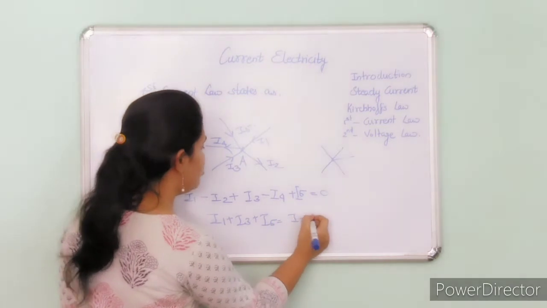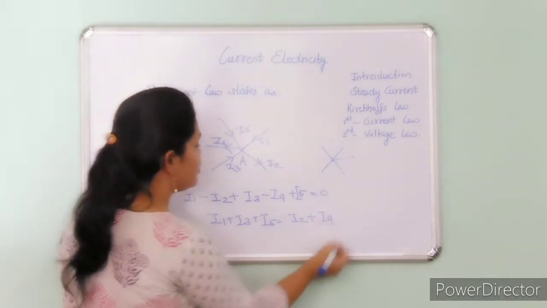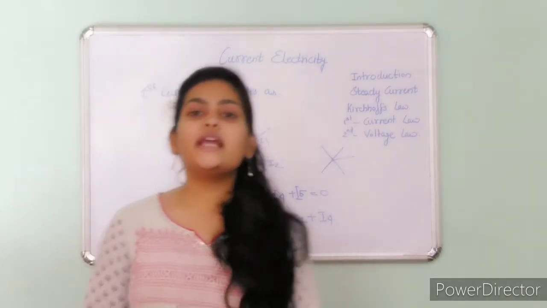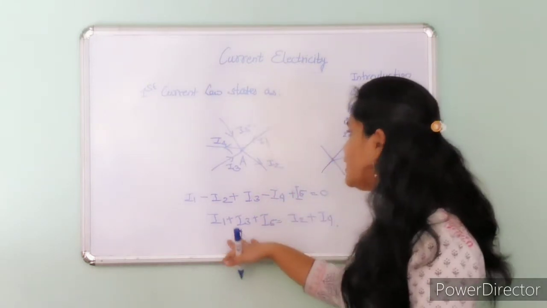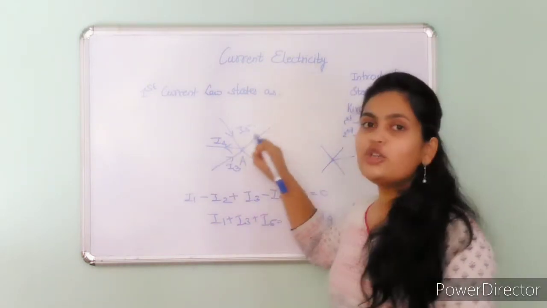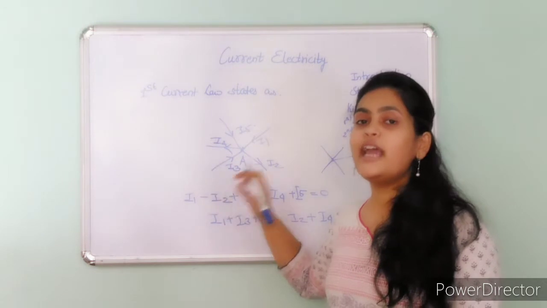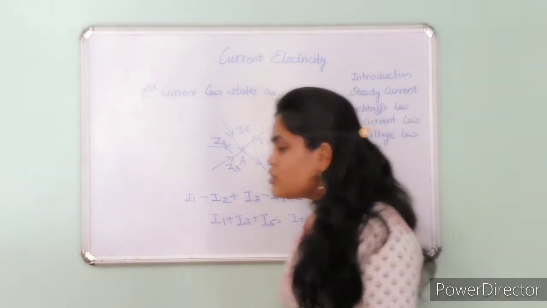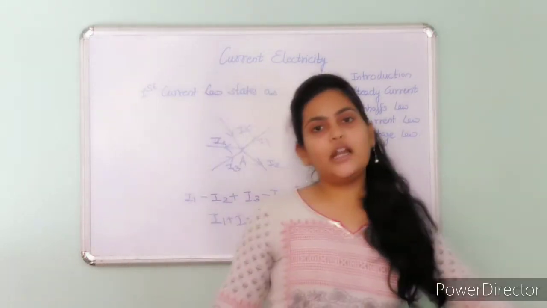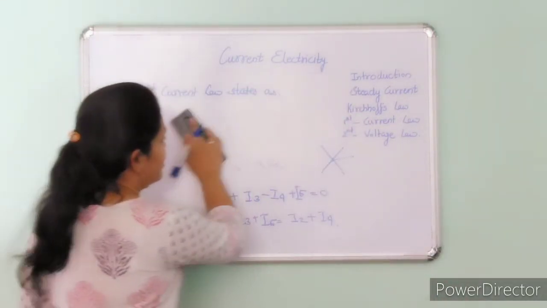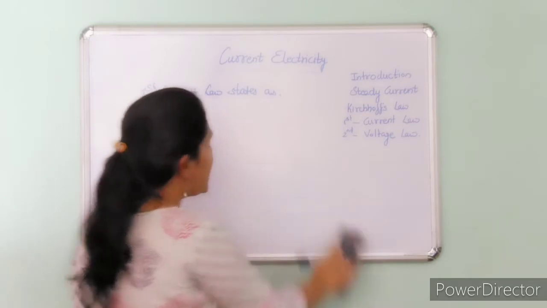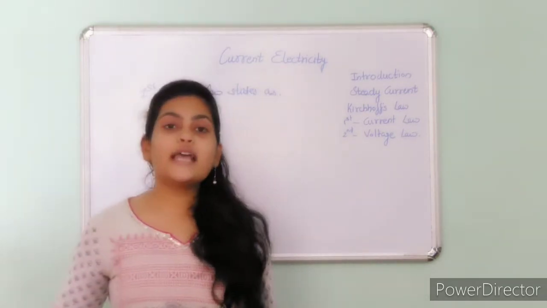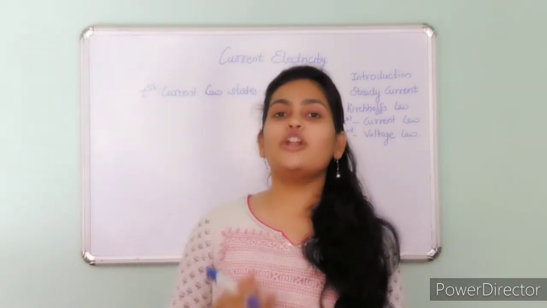to I2 plus I4. And from this we can conclude that the current flowing towards the junction is always equal to the current flowing away from the junction. So this is all about the current law. And this current law is in accordance with conservation of charge.